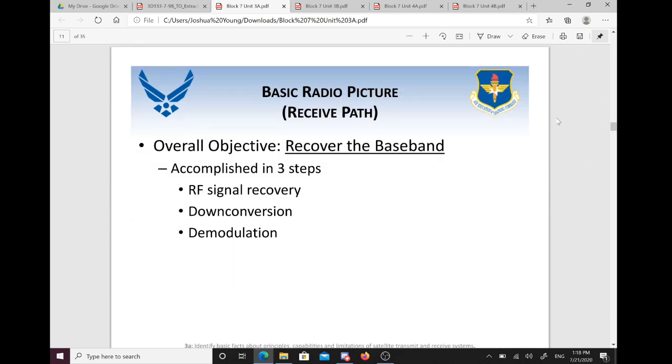Does anybody have any questions on the transmit path before we start the receive? Is there a reason it's 70 or 700 and nothing in between?